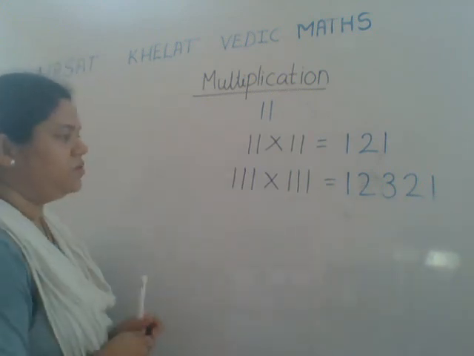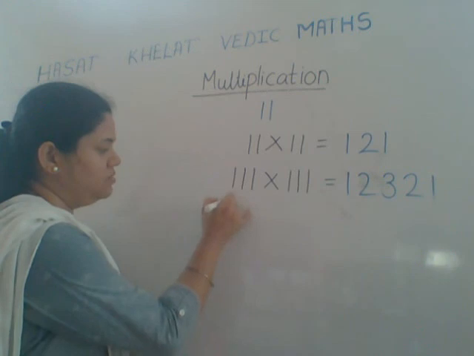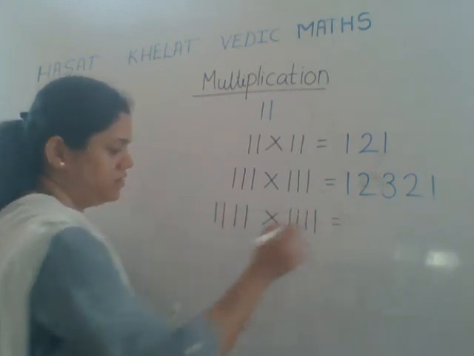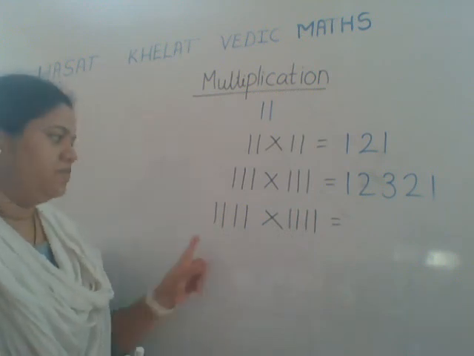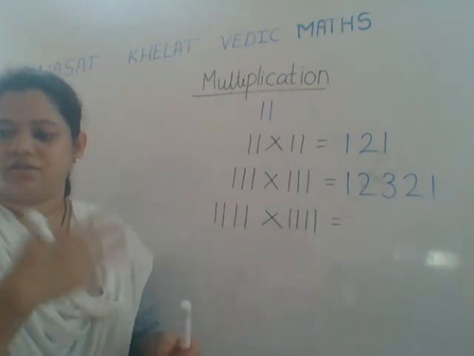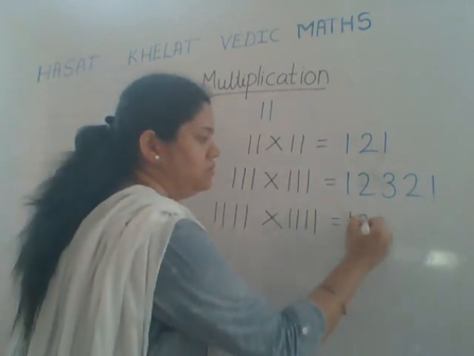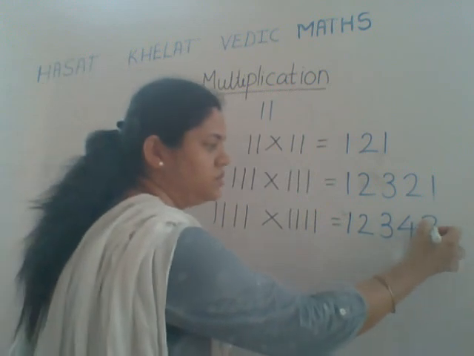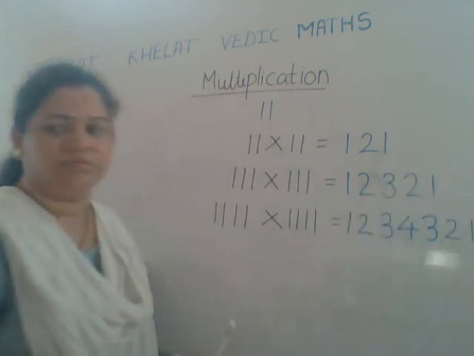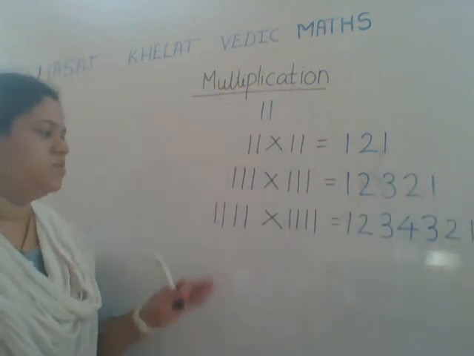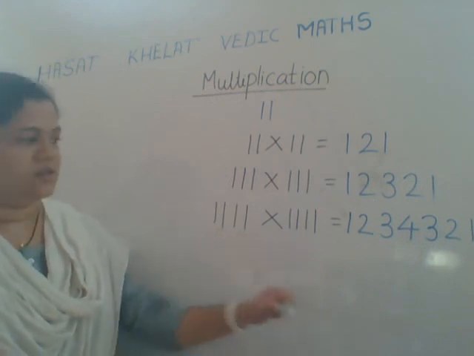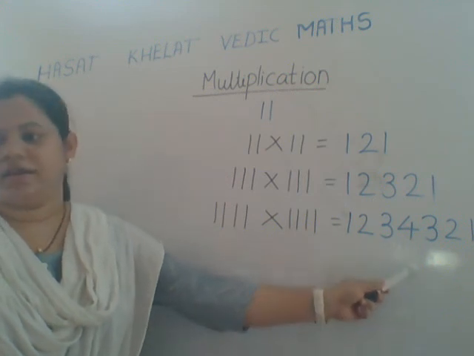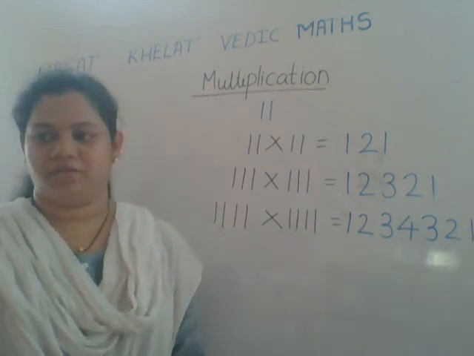If I wrote 4 times 1, that is 1111 multiplied by 1111, what are we going to get? Again, we will go on writing 1, 2, 3 till 4. 1, 2, 3, 4, and then in reverse order 3, 2, and 1. Isn't it easy? I am just calculating the number of ones, writing it down in the answer, 1, 2, 3, 4, and then again in the reverse order 3, 2, 1.